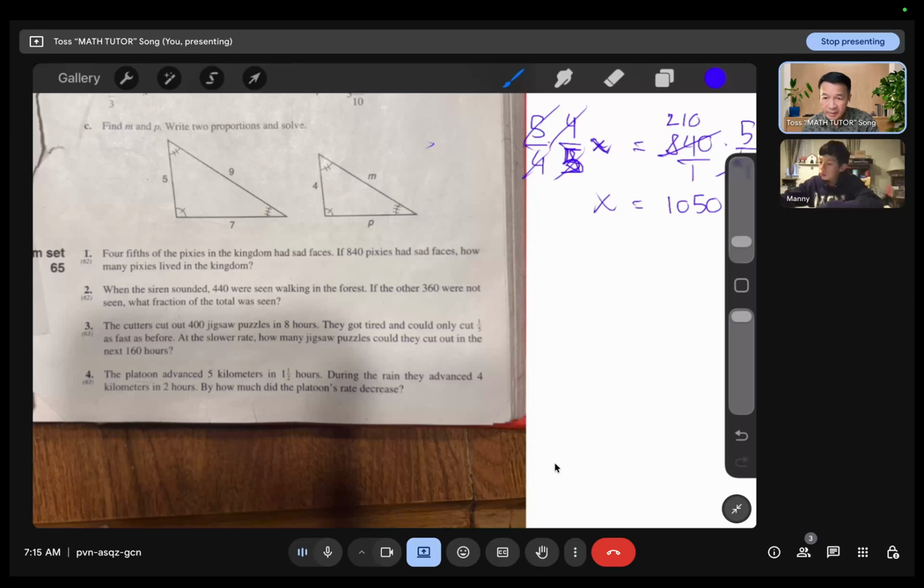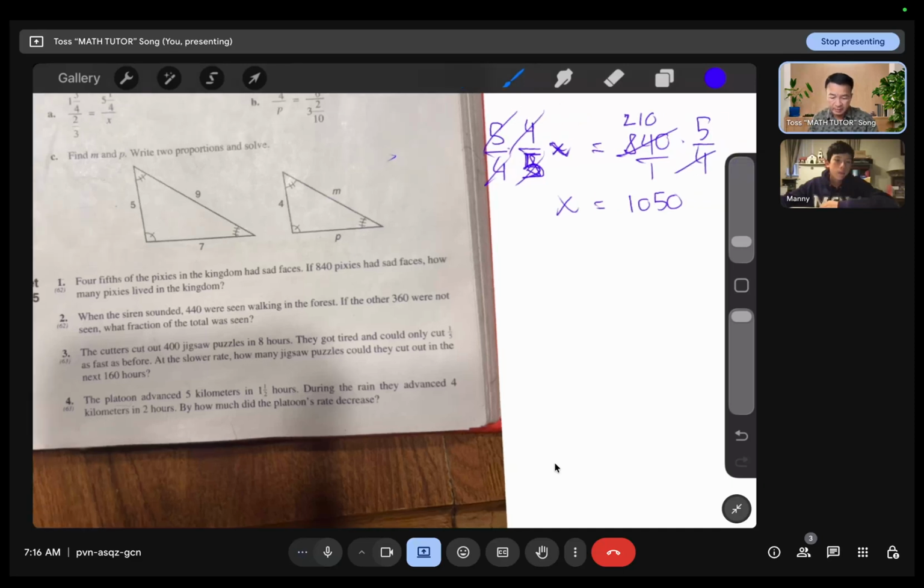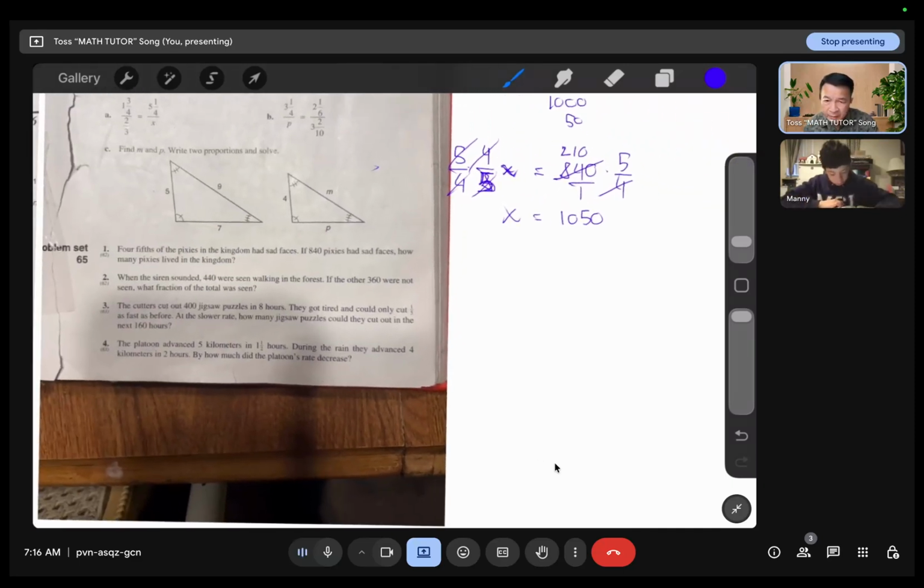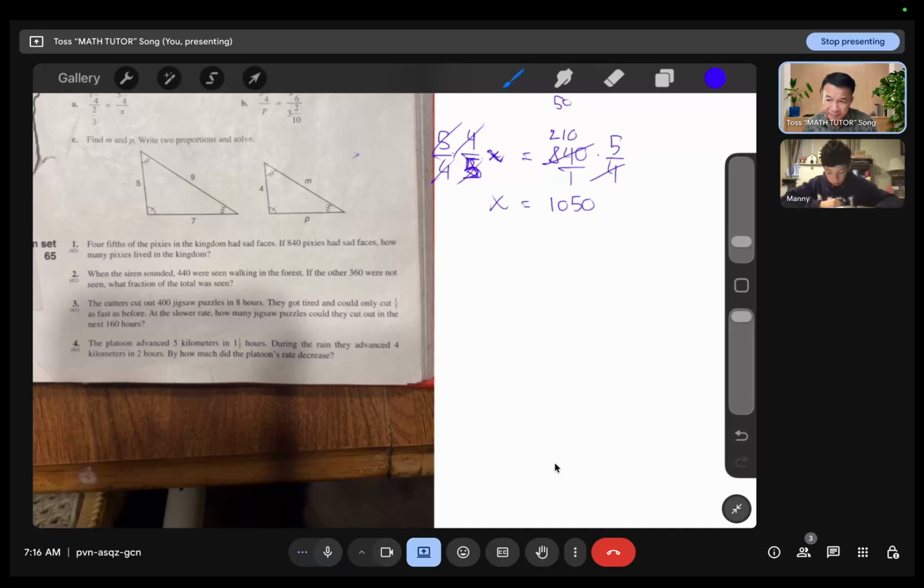When the siren sounded, 440 were seen walking in the forest. Okay. If the other 360 were not seen, what fraction of the total was seen? Similar situation here, a little trickier though. What do you think? How would you do this? 440, what exactly? Some kind of creature? What fraction of the total was seen?